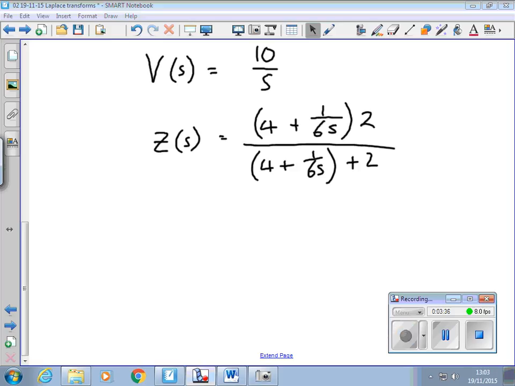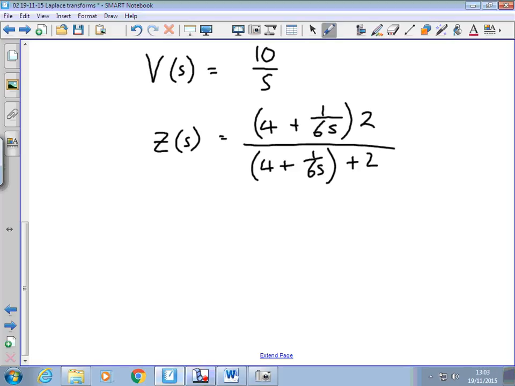Now it's just algebra. We multiply out this bracket, 2 times this, 2 times that. This bracket's not really necessary. We can add the 4 and the 2 together to make 6. So we can do some simplification straight off. Multiplying out the brackets top and bottom, we get 8 plus 1 over 3s effectively, over 6 plus 1 over 6s.